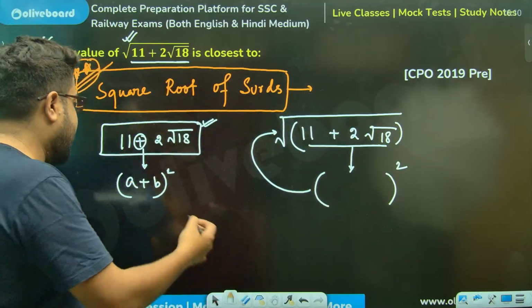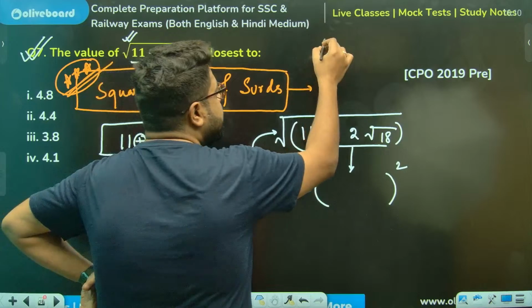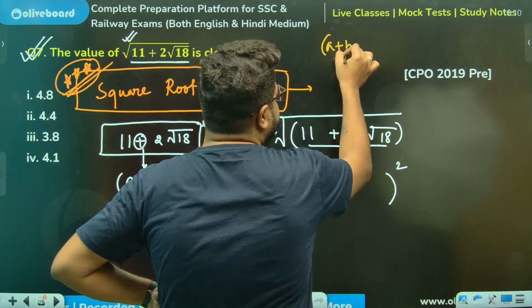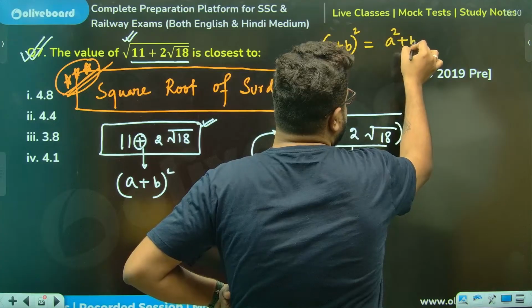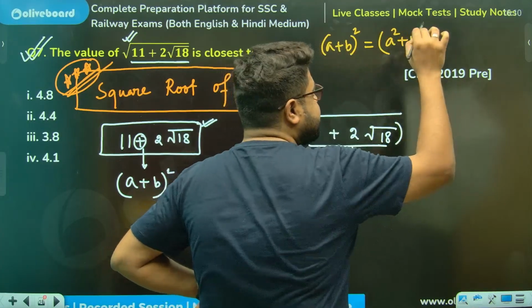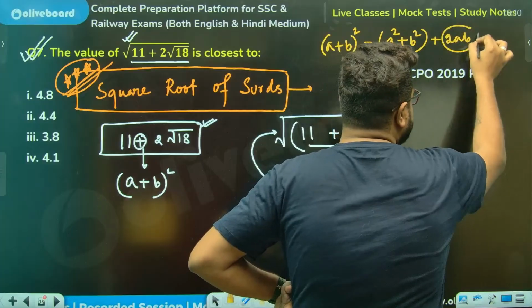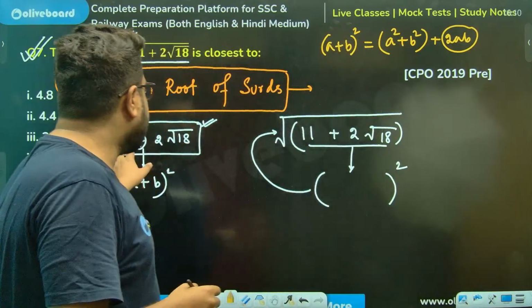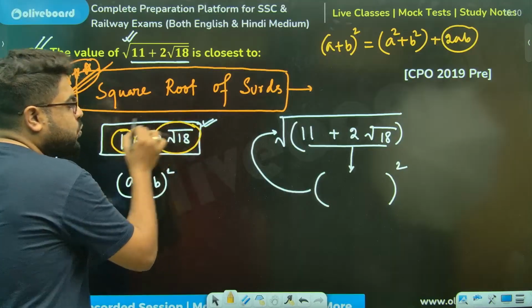Now, any a plus b whole square or a minus b whole square has two parts. One part is, you see, I'm writing a plus b whole square. One part is a square plus b square. Understand, learn, don't try to remember. And the other part is 2ab. So out of these two, one part is a square plus b square, one part is 2ab.